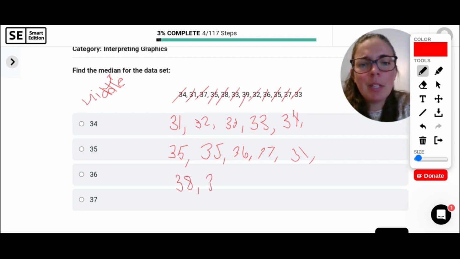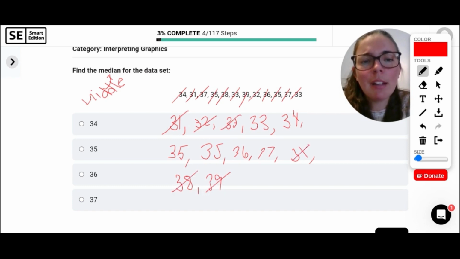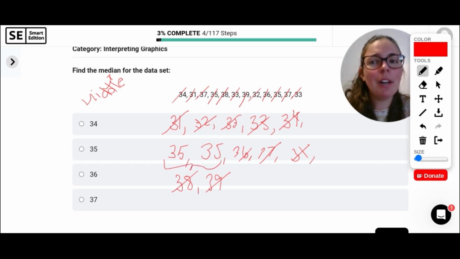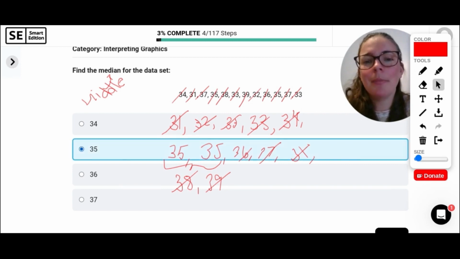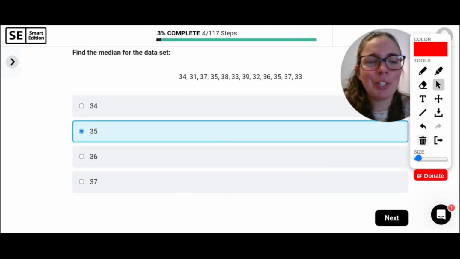All right, so now to find the median, find the one in the middle, I'm just going to cross off one at the beginning, one at the end. Beginning, end, beginning, end, beginning, end, beginning, end, and I'm left with 2 numbers here, 35 and 35. They happen to be the same, so that is actually just my median. If they were different numbers, you would just find the average of the 2, what's in the middle of those 2 numbers. And in this case, since they're the same, that is just our median, 35.